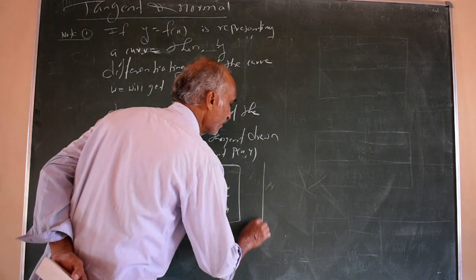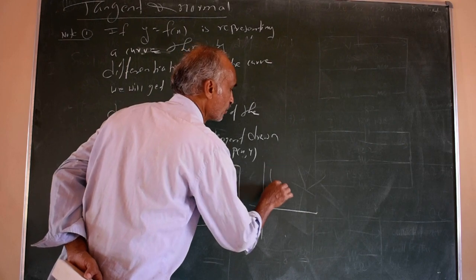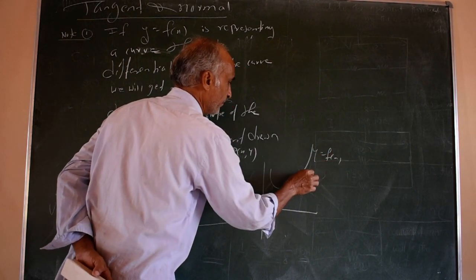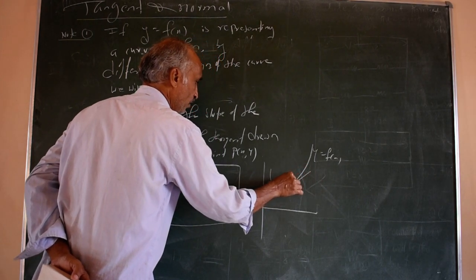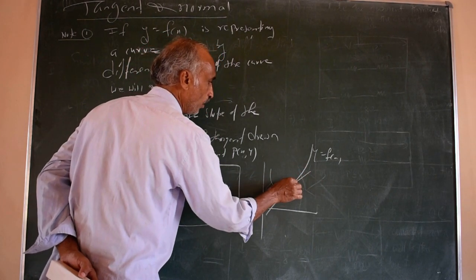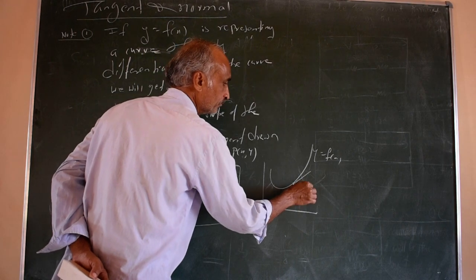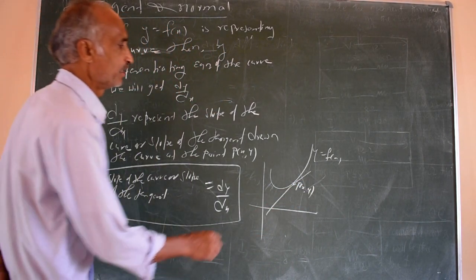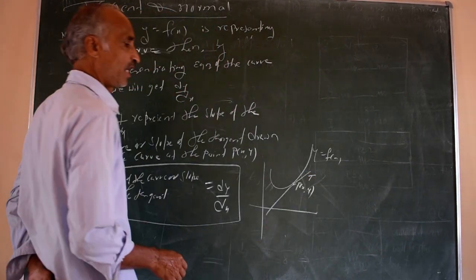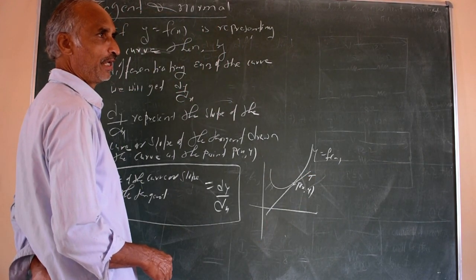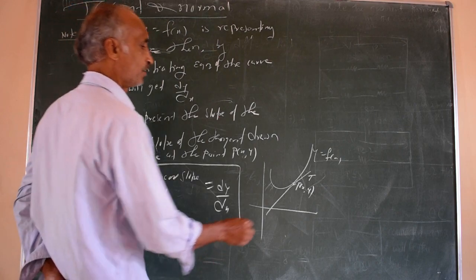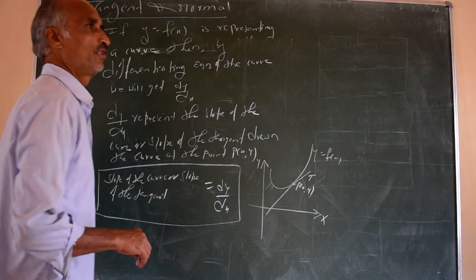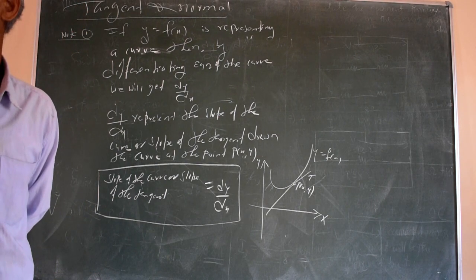Here is the figure. Here is the curve y equals f of x. By differentiating the curve, at the point x comma y a tangent is drawn. T means tangent. A tangent is a line which just touches the curve at one point.